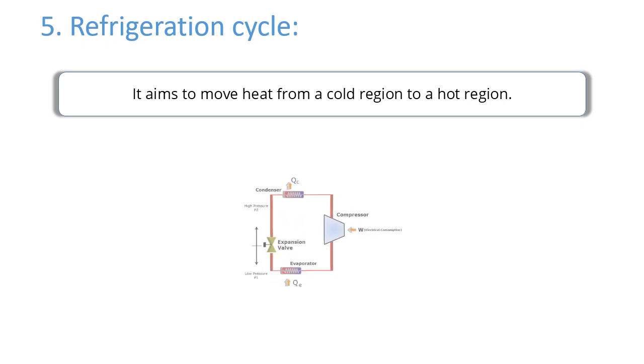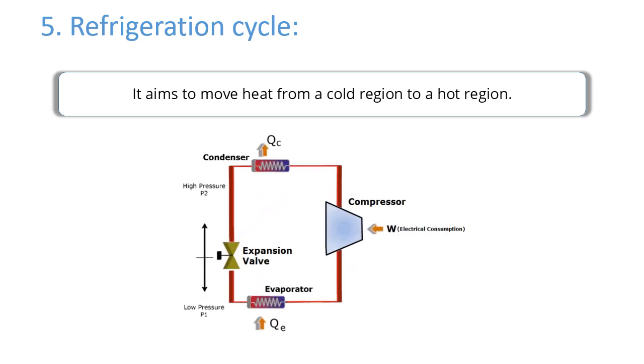It aims to move heat from a cold region to a hot region. Refrigeration cycle consists of a 5-step process. The first step is compression. The refrigerant enters the compressor where it is squeezed and pressurized, turning it into a hot gas.